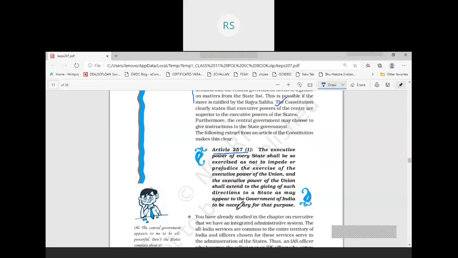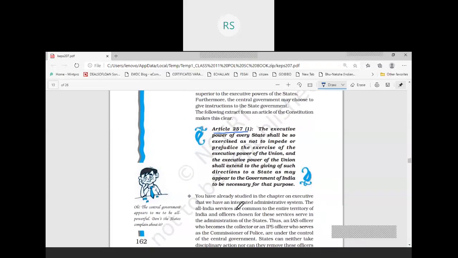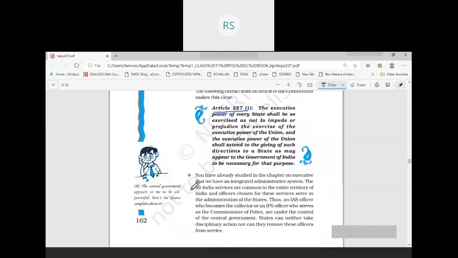So this is the provision which establishes the superiority of the central executive over the state executive. Okay. Now we will discuss another topic, and this topic has also been discussed when we were discussing the executive.